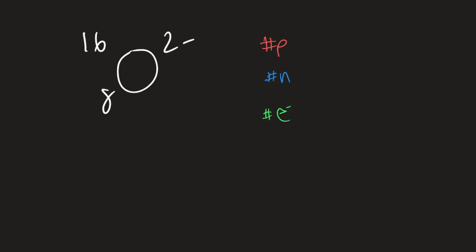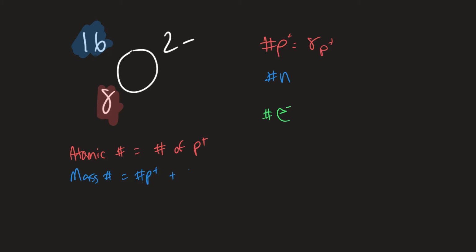First we could look at the atomic number. Your atomic number is typically on your bottom left, and it tells you your number of protons. So in this case, we have 8 protons. Your mass number, which is your top left, tells you the number of protons plus your number of neutrons. It essentially tells you how much that atom weighs. In this oxygen, it weighs 16 AMUs.